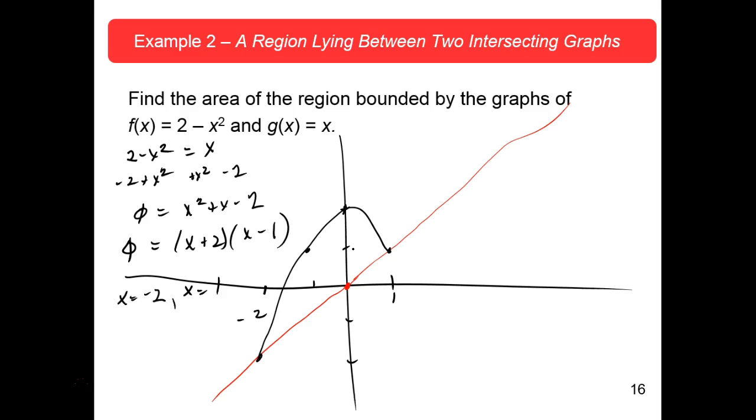X equals 0, F was 2, G was 0. So you know F's on top everywhere between those 2 points, because that's the only place. Both of these are continuous functions, so we didn't actually have to graph it. But I thought maybe this time it wouldn't hurt to do so. And here is your representative rectangle. Of course, F is on top. So what would be the area bounded by the graphs of those 2 functions?